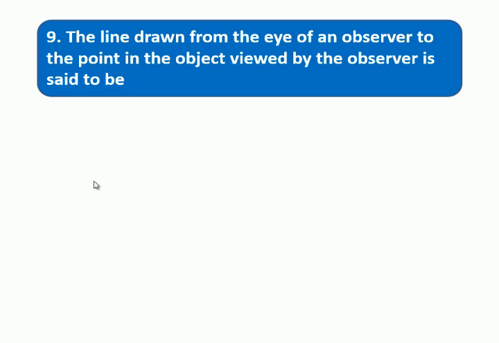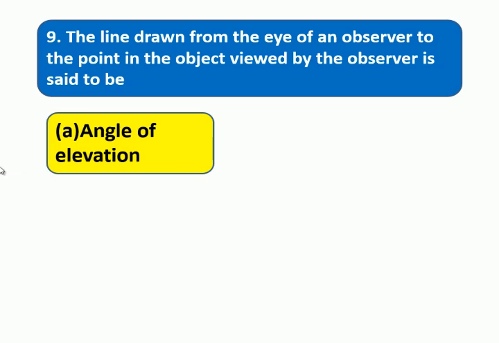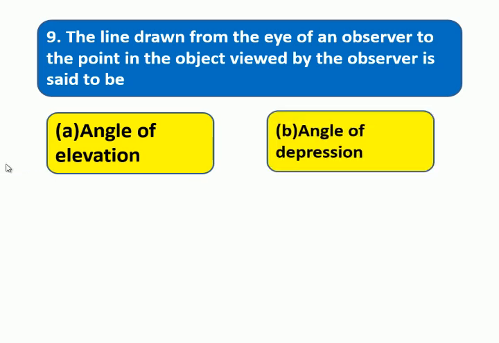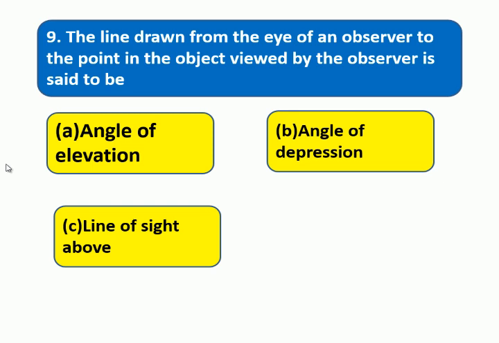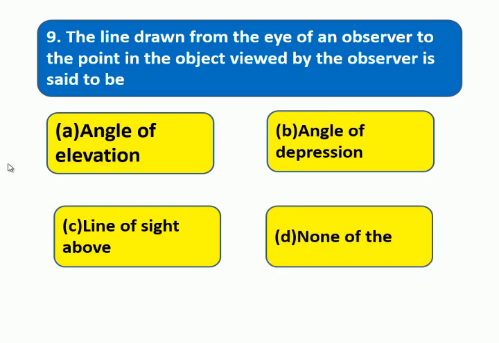The line drawn from the eye of the observer to the point on the object viewed by the observer is said to be: this is a particular situation and you have to identify the answer. The options are angle of elevation, angle of depression, line of sight, or none of these. Find the correct one and write it down in the paper, either A, B, C or D. Now the last question, question number 10.